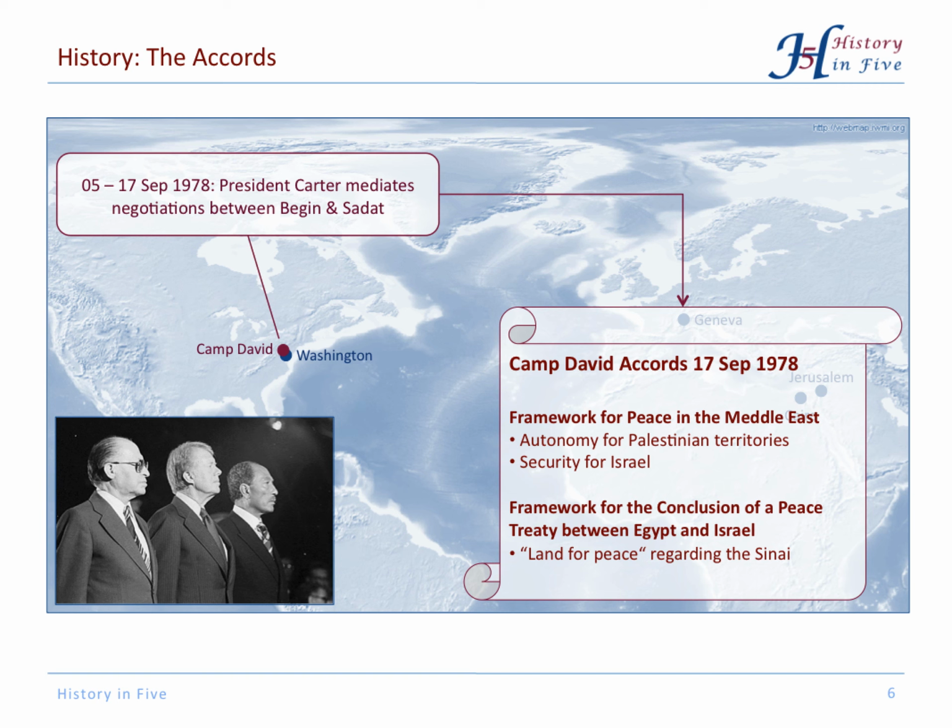And they said autonomy for Palestinian territories and in return security for Israel. And with regards to the Egyptian-Israeli relations, it is under the slogan Land for Peace. Israel will give the Sinai back, and therefore there will be a peace treaty between Israel and Egypt.